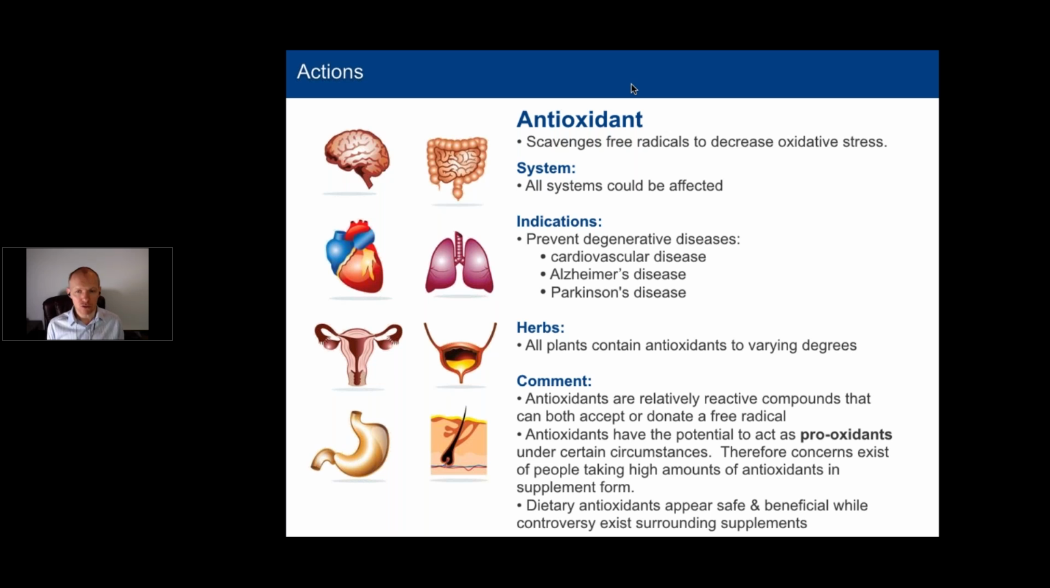So antioxidants are safe for the most part, but there is concern that if you take mega high doses of an antioxidant, they could act as pro-oxidants and increase the risk of oxidative stress. And we know this. There's a number of studies that show this. I would say that the scientific community has concerns about taking a lot of antioxidants.